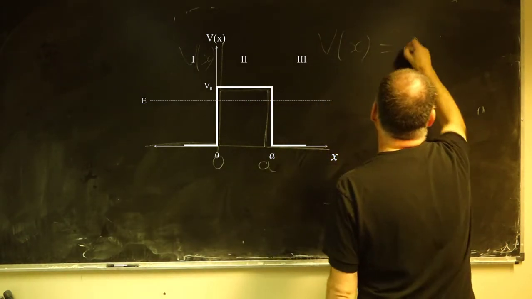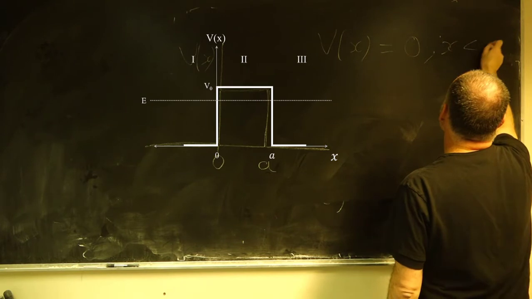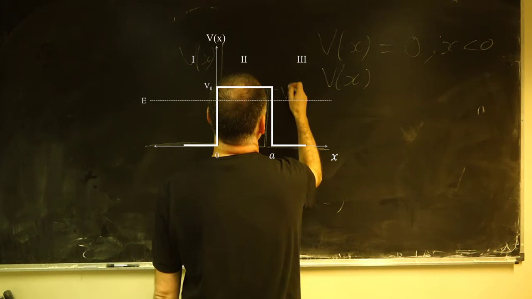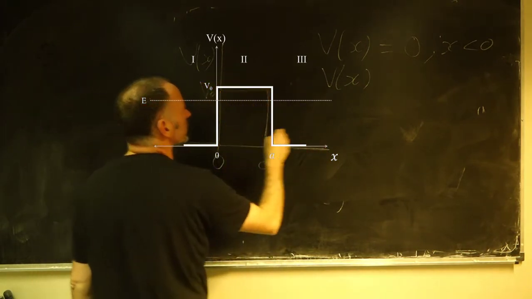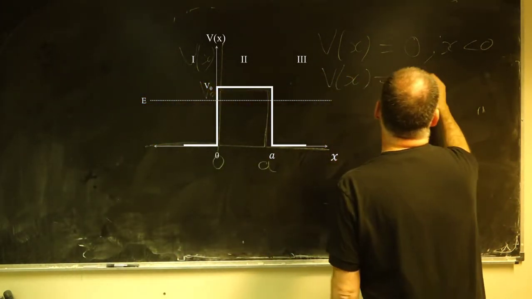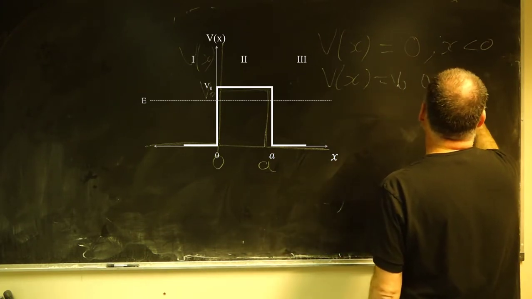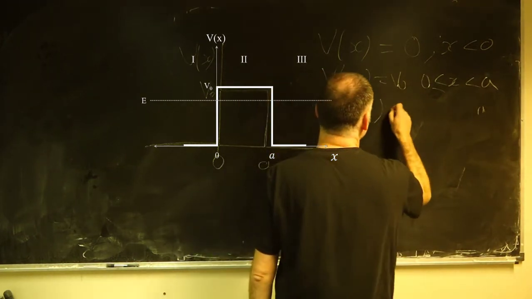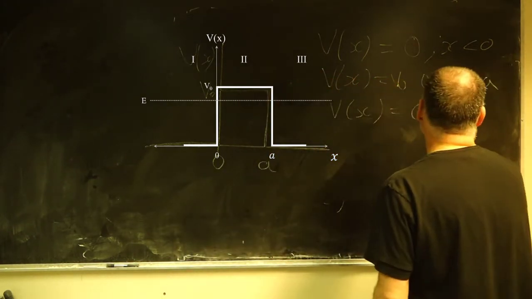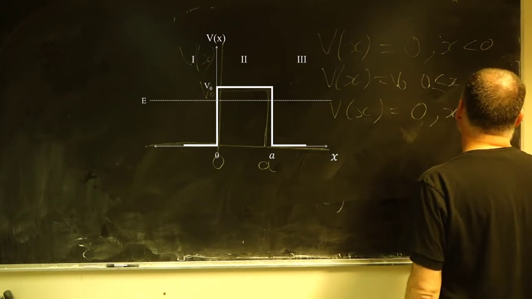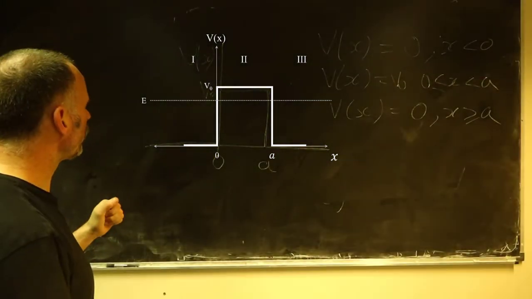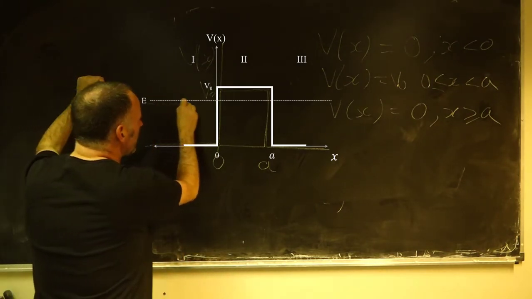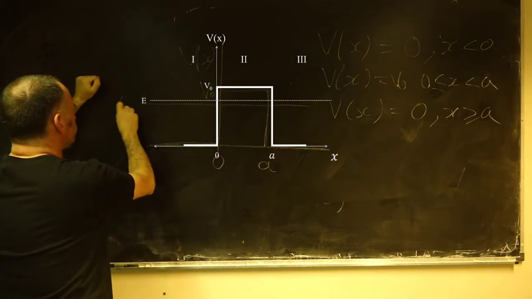V(x) is equal to 0 for x less than 0, V(x) is equal to V0 for x greater than or equal to 0 and less than A, and V(x) is back to 0 on the other side, so x greater than or equal to A. And we're going to consider the case where the energy of our particles, E, is less than the height of that barrier.